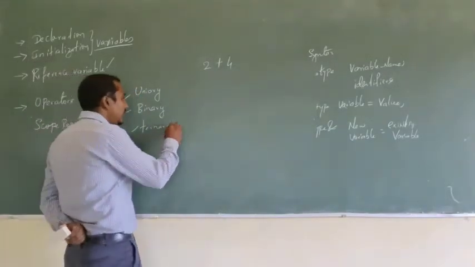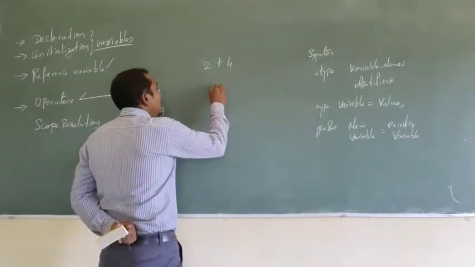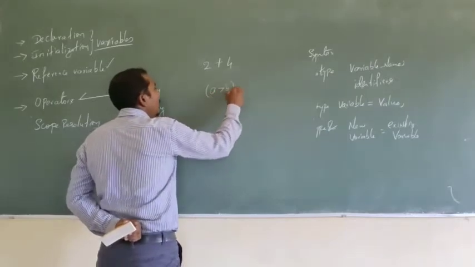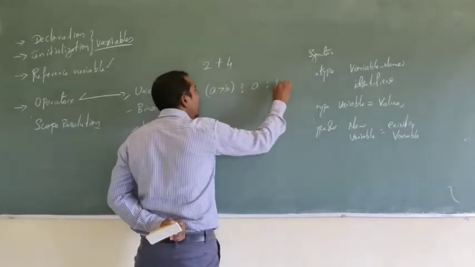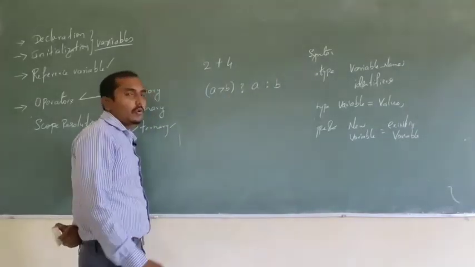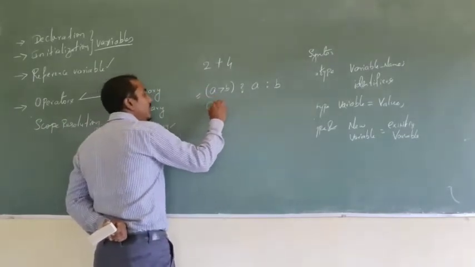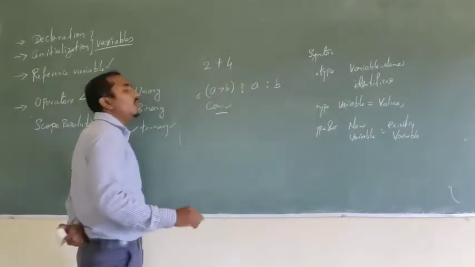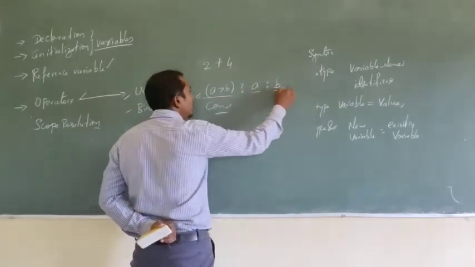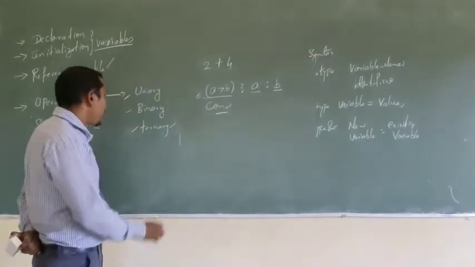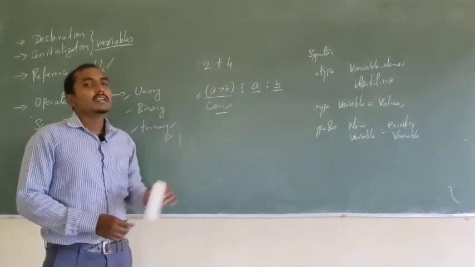Last is the ternary operator, like your conditional statements. We will have A greater than B, question mark, A followed by B. This type of operator we will consider a ternary operator. An example of this is the conditional operator, where we have three operands, 1, 2 and 3. That type of operator we consider a ternary operator, and this example is the conditional operator.